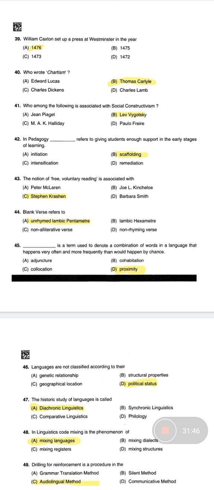Okay. Question number 41. Who among the following is associated with social constructivism? Lev Vygotsky. Option B. In pedagogy, dash refers to giving students enough support in the early stage of learning. This is very important in pedagogy. Early stage of learning, we have to give more support. The right answer is scaffolding. Scaffolding is known as giving students enough support in the early stage of learning.